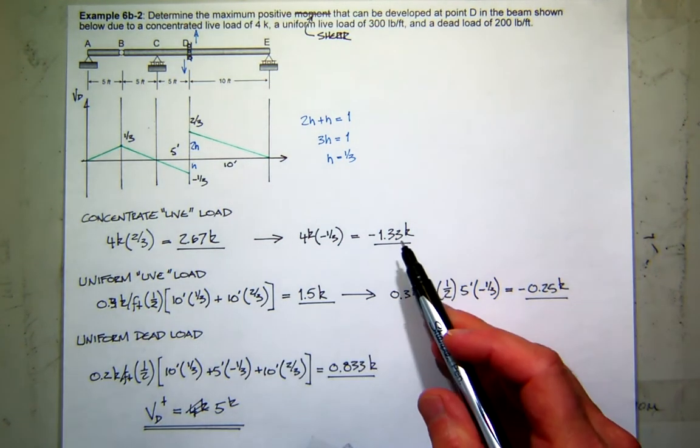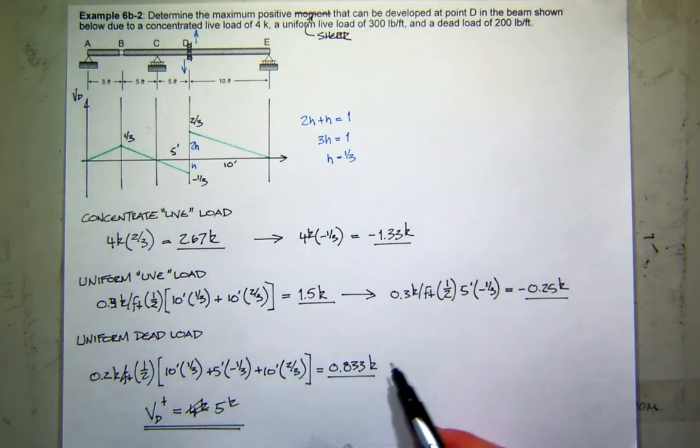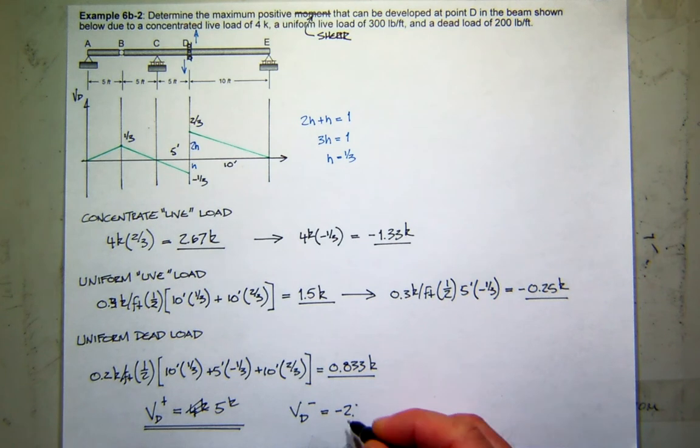So add this, plus this, and what do you get? Negative 2.41? No. Hold on. Negative 0.7. Yeah, you got that. Negative point what? 7.4? Yeah, close enough.